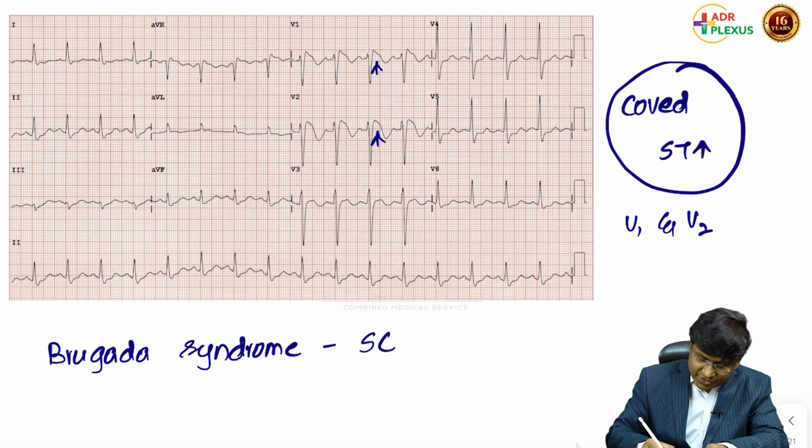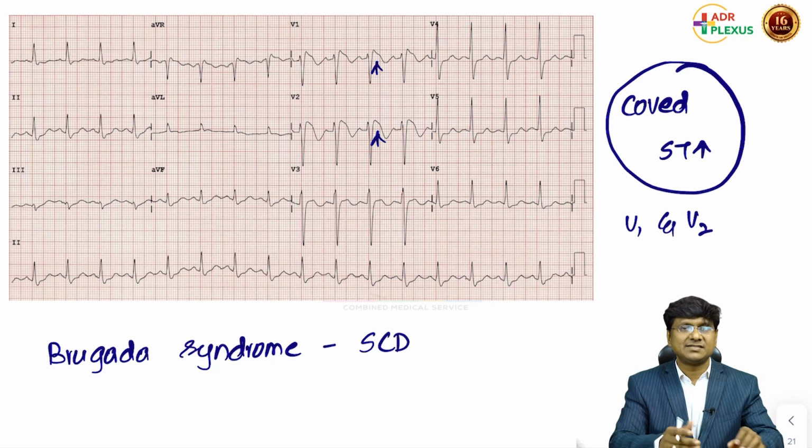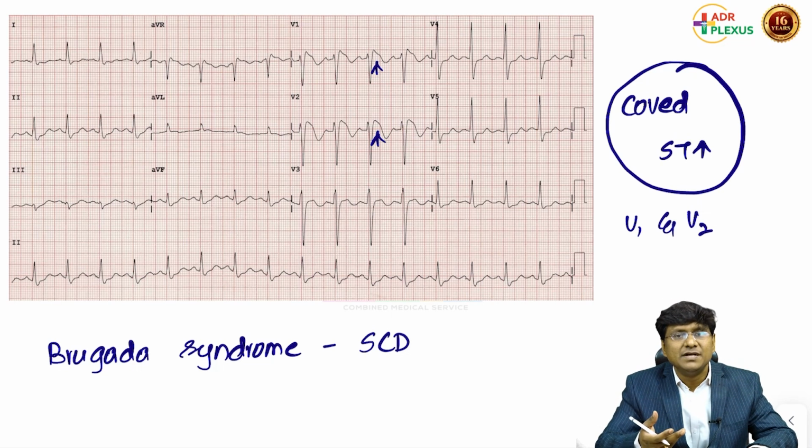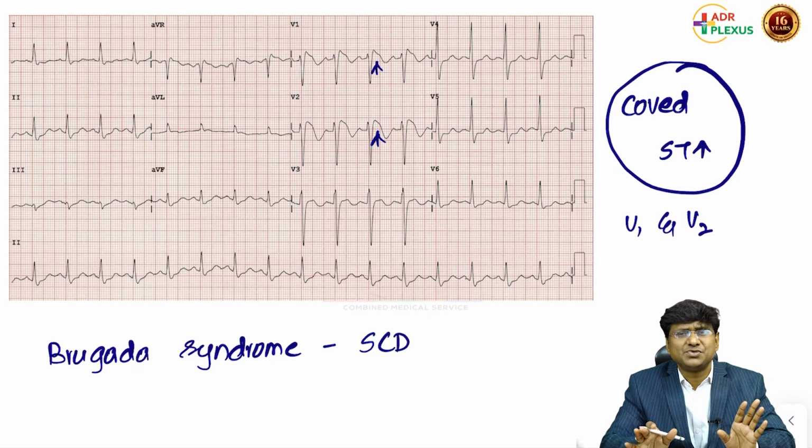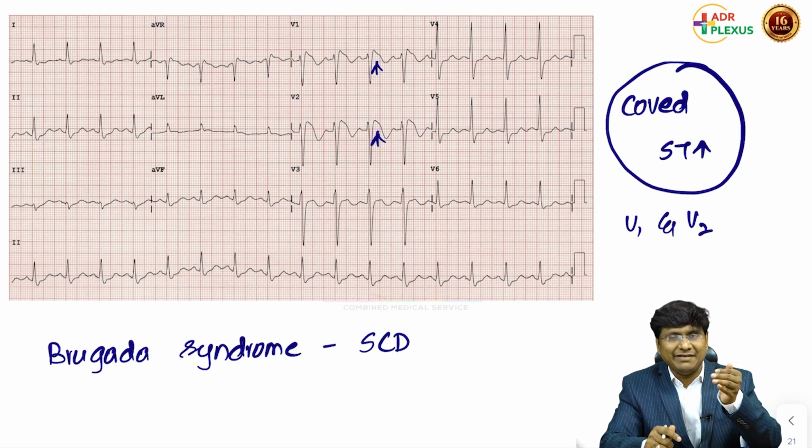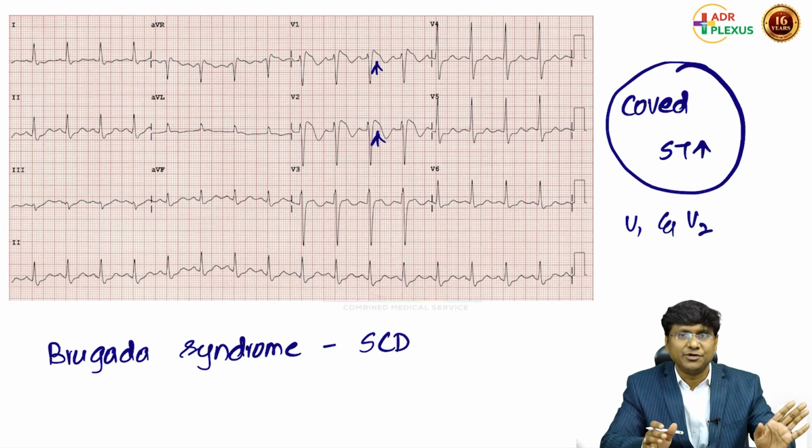So Brugada syndrome is one of the causes of sudden cardiac death, where you have the presence of the sodium channelopathy. So these are all the conditions where you have the presence of ST segment elevation within the ECG. So what is the mnemonic? Elevation AB, that is the mnemonic, right?